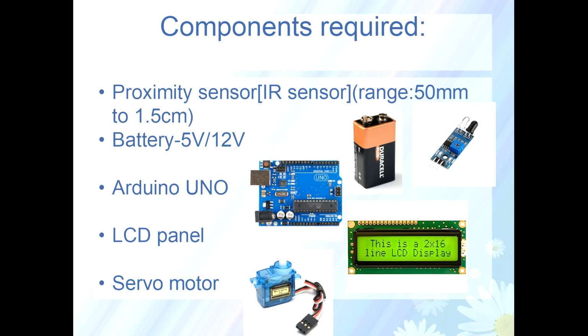Components which are required for this are proximity sensor, IR sensor in the range of 50 mm to 1.5 cm, battery 5 volt or 12 volt according to our application, Arduino Uno, or we can also use Node MCU or even Raspberry Pi, LCD panel and servo motor.